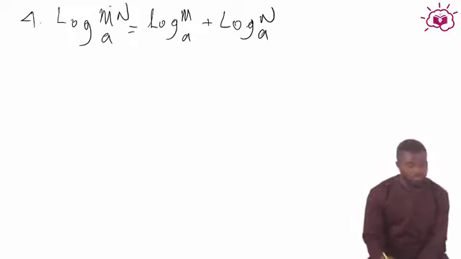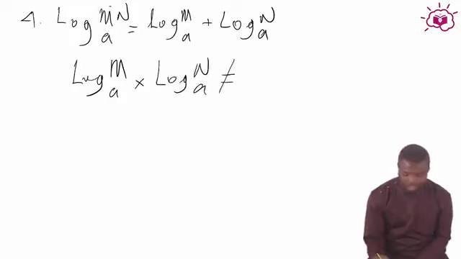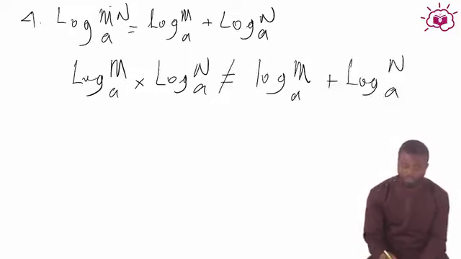Before we go to the fifth rule, note that log m base a times log n base a is not equal to log m base a plus log n base a. Some people make that mistake, so please don't do that.